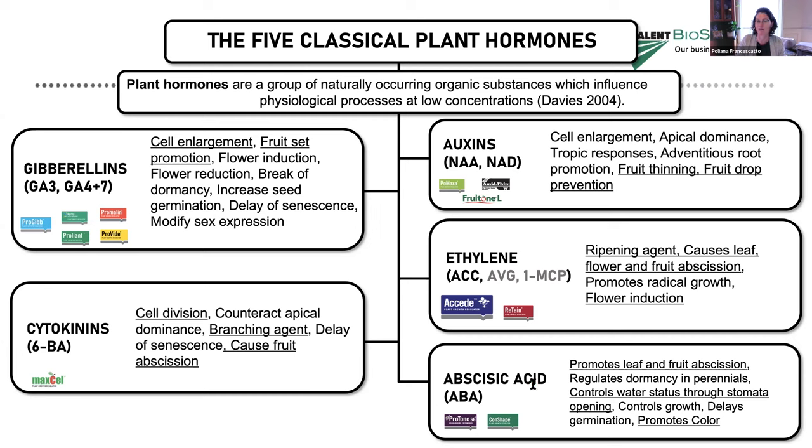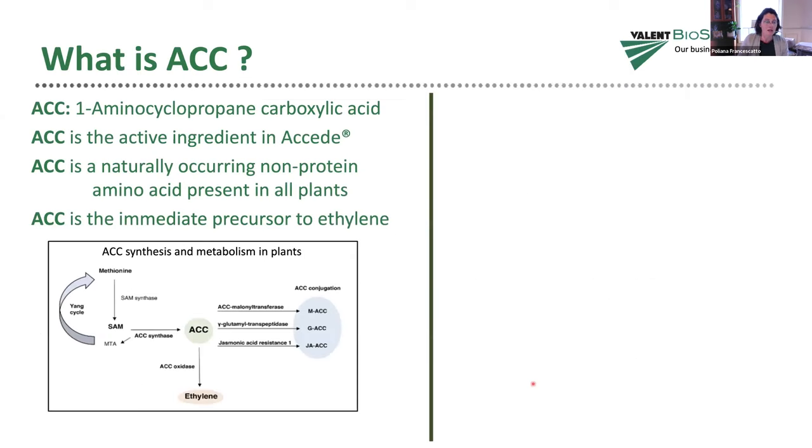But in fact, we're going to be talking about ACC, which is the precursor of ethylene. So what is ACC then? ACC is the short and sweet name for 1-aminocyclopropane carboxylic acid. It is the active ingredient in Accede, a naturally occurring non-protein amino acid present in all plants. It's not considered a plant hormone yet, though there are some papers mentioning that ACC is responsible for specific roles in plants, but it's not yet considered a plant hormone. And as I said, it is the immediate precursor to ethylene.